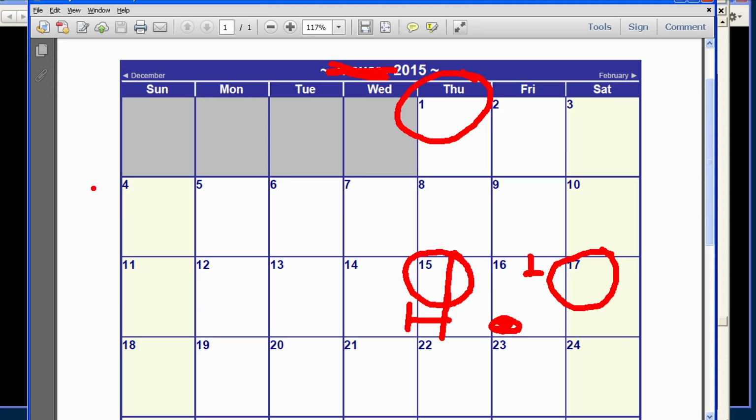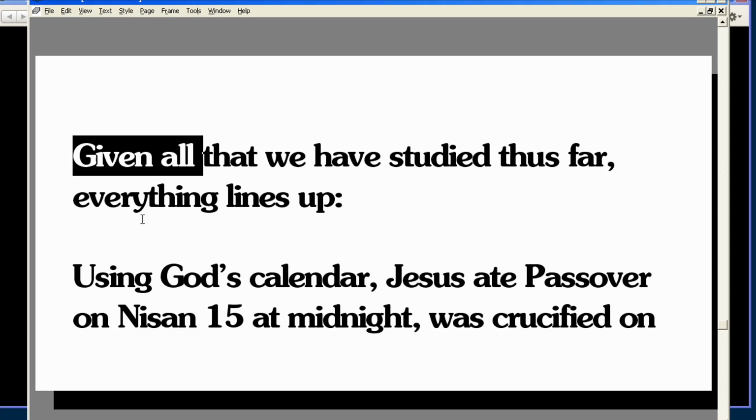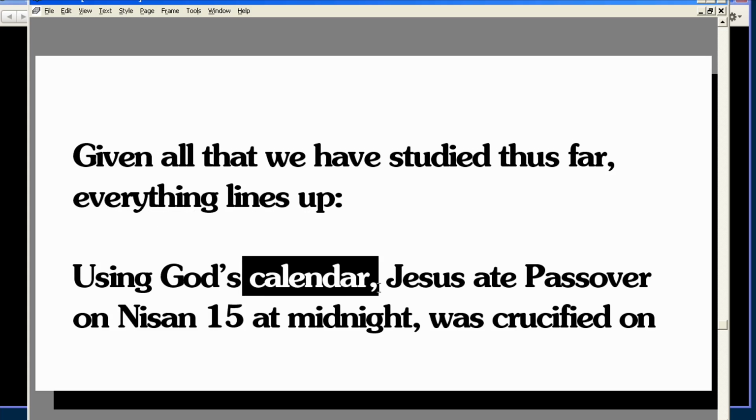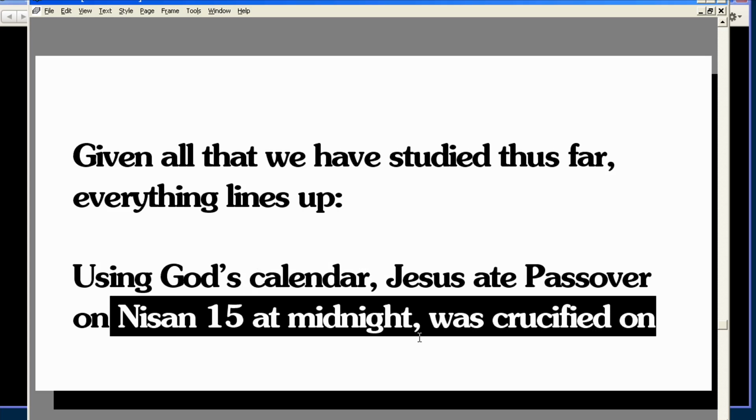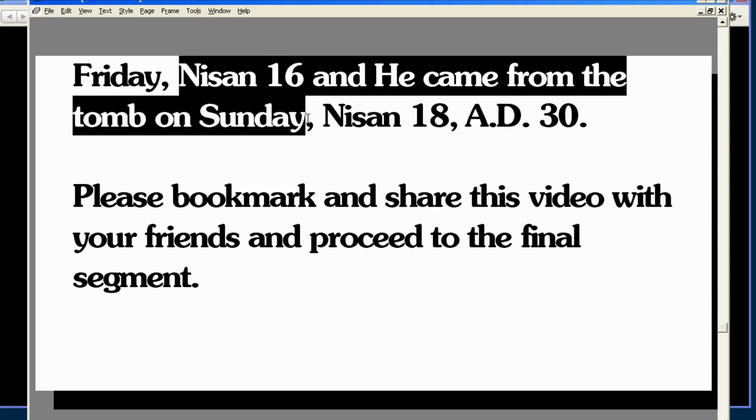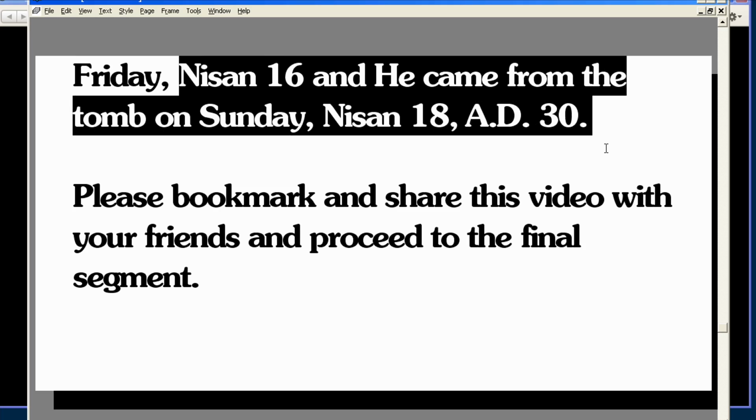So given all that we've studied thus far, everything lines up. Using God's calendar, God's method of measuring a day from sundown to sundown, starting a month at conjunction, observing what Jesus and his disciples did, and knowing that Jesus never sinned, Jesus is right on time, observing Passover at the appointed time. Jesus ate Passover on Nisan 15 at midnight. He was crucified on Friday, Nisan 16, and he came from the tomb on Sunday, Nisan 18, AD 30.